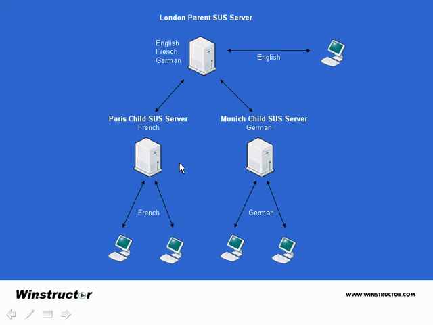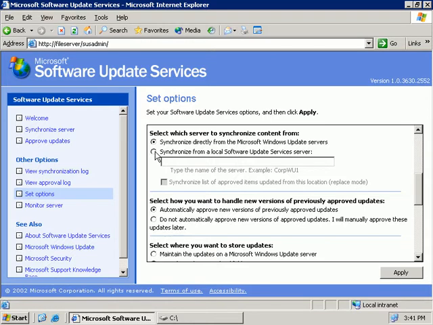Now the next thing we need to do differently for the child SUS servers is to set the synchronization server to be the London parent server instead of the Microsoft Windows Update server. So under Set Options for our French server, what we'll do here is we'll click Synchronize from a local software update server, and here we type in the path to our London server. For the German server, we would do exactly the same thing.